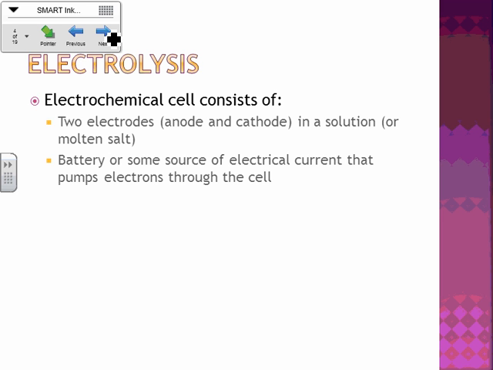Usually in an electrochemical cell, you're going to have 2 electrodes in a solution or a molten salt, depending. With a solution, we're talking about something dissolved in water. With a molten salt, you take sodium chloride and melt it, and then you just have Na+ ions and Cl- ions. There's no water in there at all. And then you're going to need a battery or some source of electrical current that's going to push the electrons in one specific direction through the cell.